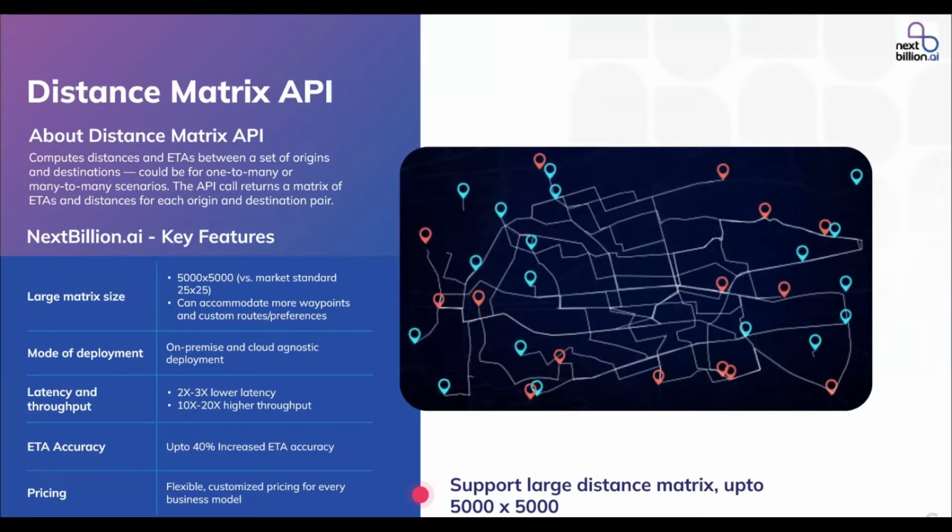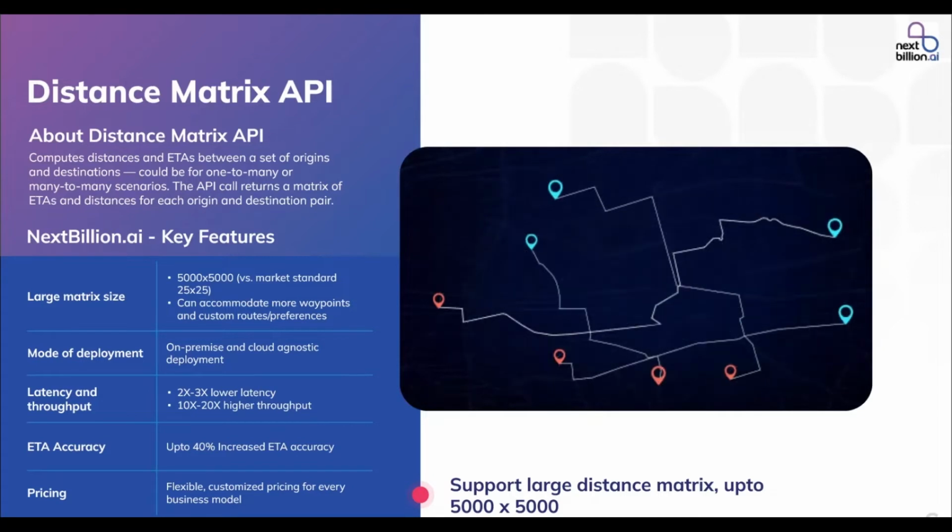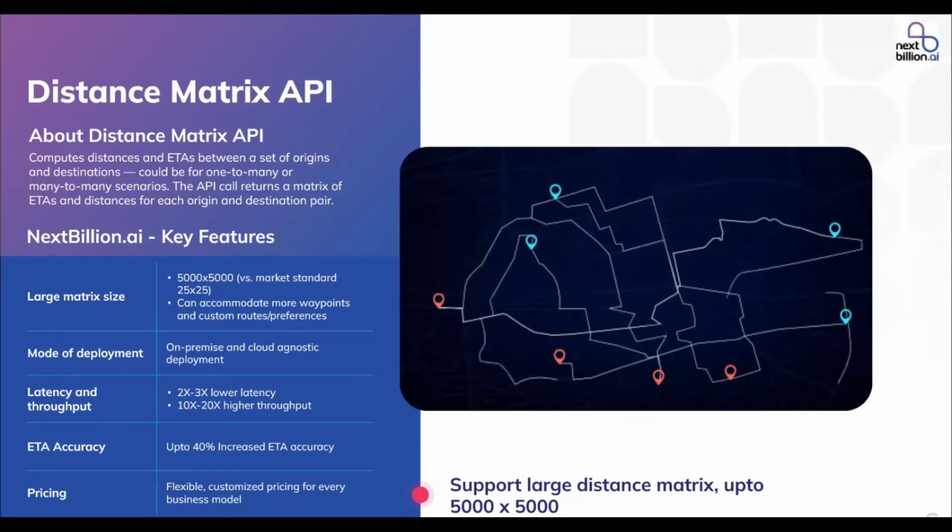Now, there are a few key features that we would like to highlight here. NextBillion offers very large size matrices to the order of 5,000 origins and 5,000 destinations. Compare that to the market standard where Google and Mapbox to date only provide a size up to 25 origins and 25 destinations.